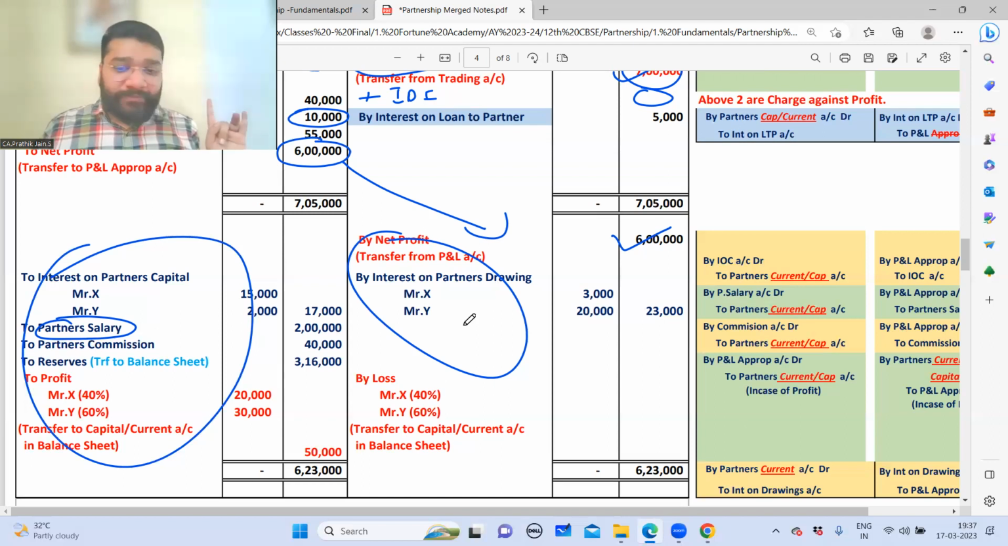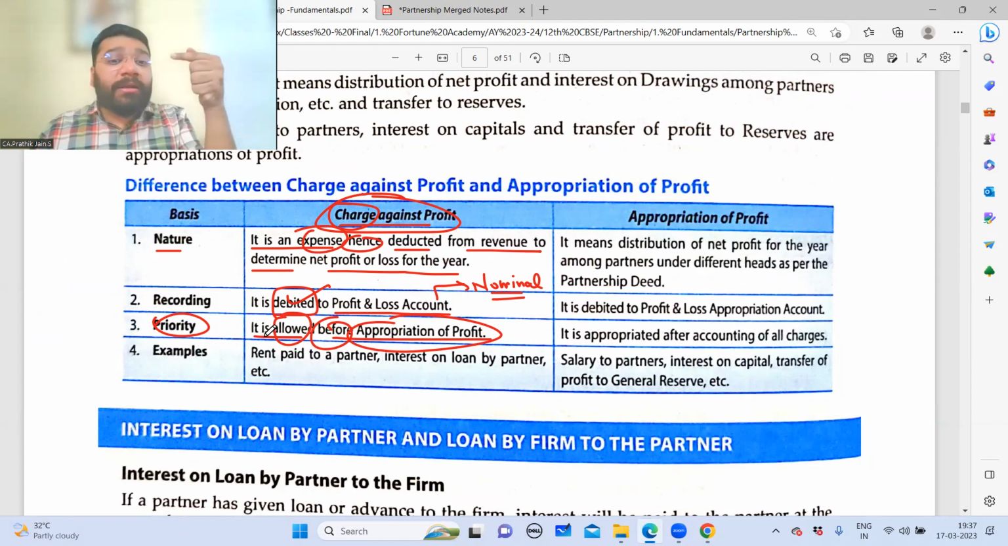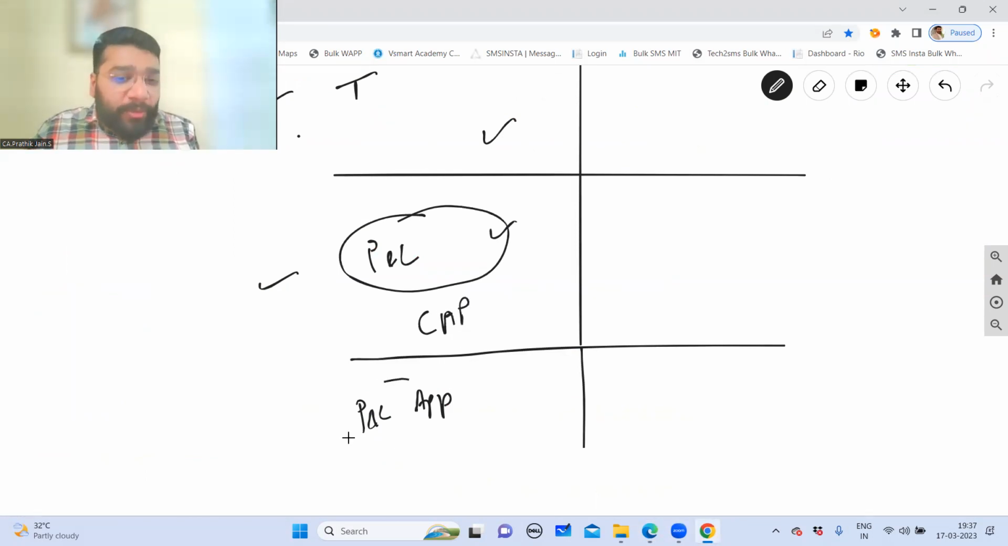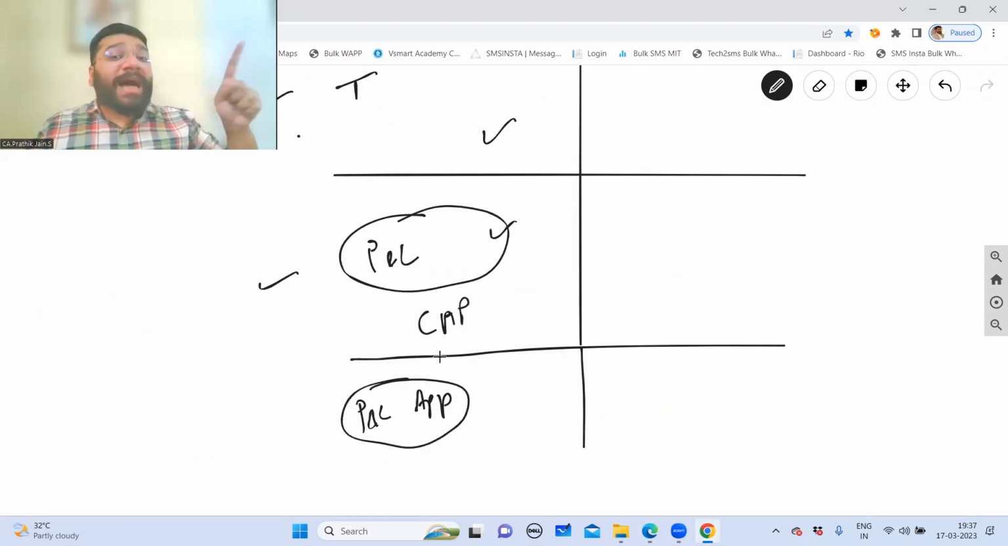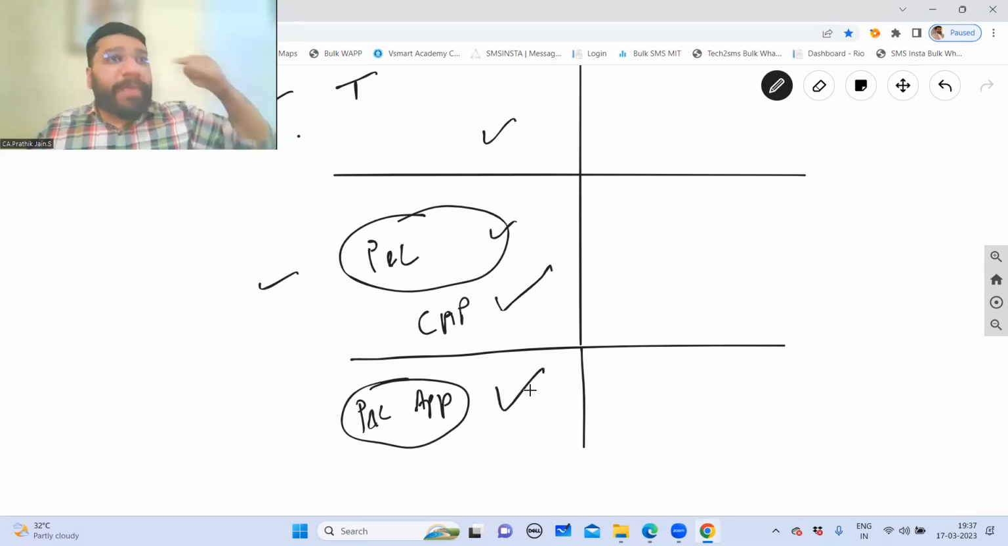Are you clear? I'm going back, not going too much into detail. I'll discuss all these points one by one in detail. Now, a charge against profit is an expenditure that is to be allowed before appropriation. Allowed means recorded before you appropriate. Correct, no? We record the P&L first, with charges against profit, and only then appropriation. So charge against profit comes first, appropriation comes later. In trading and P&L, everything that we record is a charge against profit.